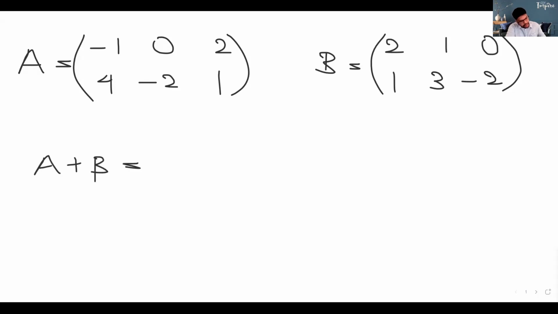Right? So children, when we do A plus B, we have to add the two matrices together, right? So I won't do the working right now. I'll write the answer straight away. So we add the individual elements together.